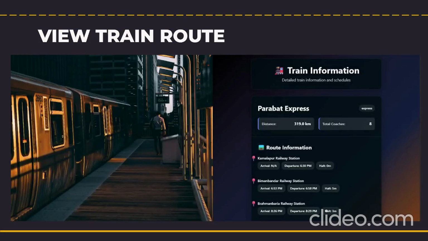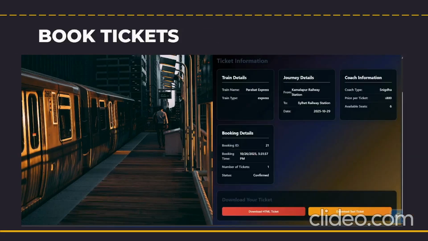This is a snapshot of our view train info. Here you can see the users can check where the train's going. They can also check when the train's going to be available. They can also book their tickets by inputting their desired destination and time. They can select the coach of their choosing and also the number of tickets they want to book. They can also download the ticket after they've booked it.